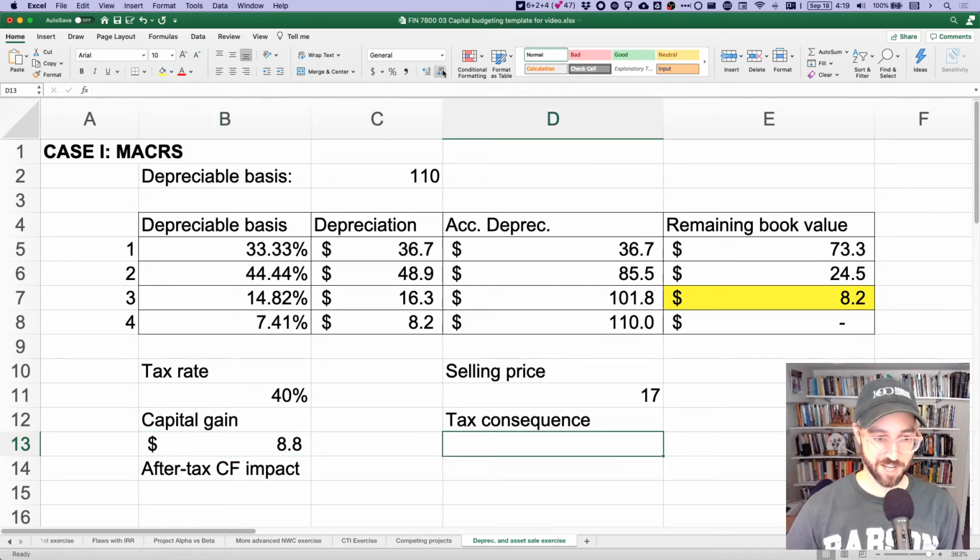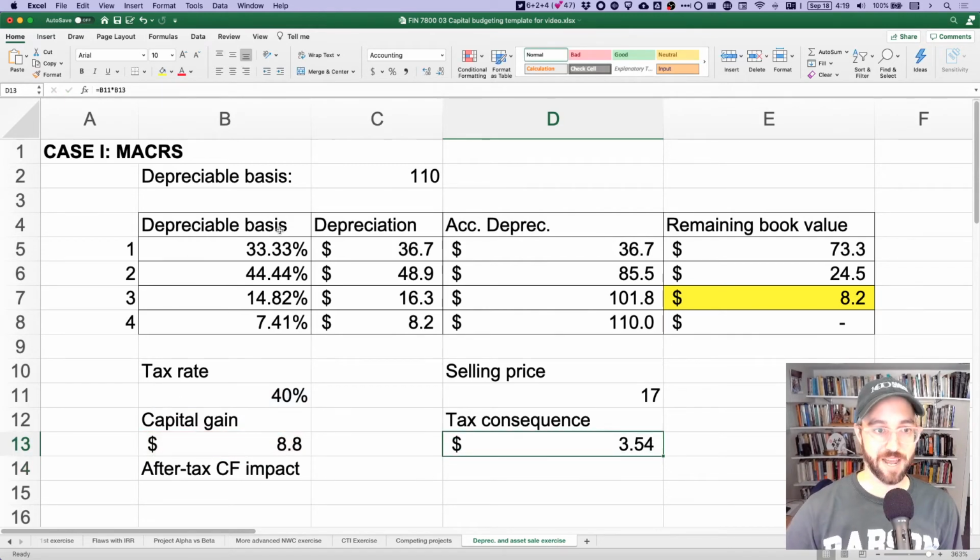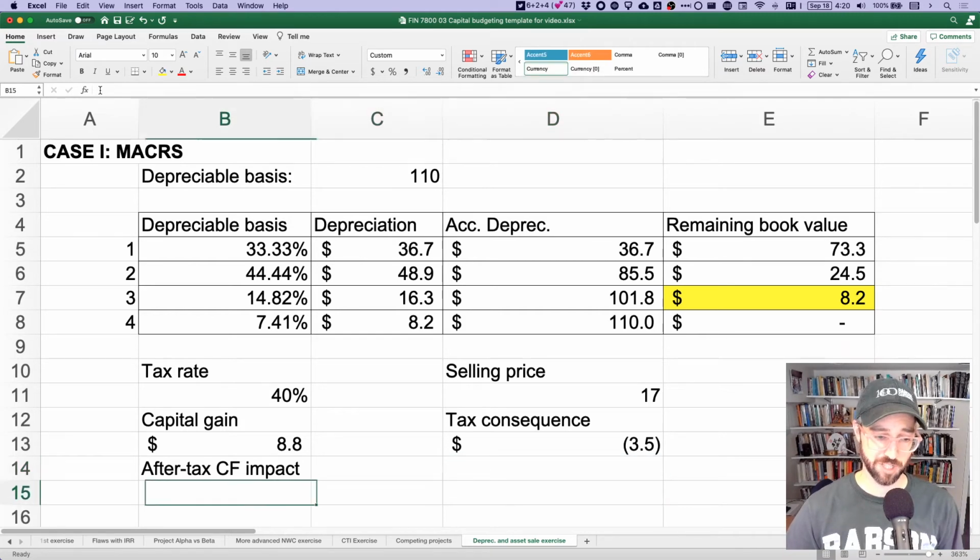And what are those tax consequences going to be? Well, you're going to have to pay 40% taxes on the $8.8 thousand capital gain. You're going to have to pay a $3,500 tax bill. And since you pay that amount, let's make it negative and show that as a negative $3,500 cash flow associated with the sale just from the tax piece.